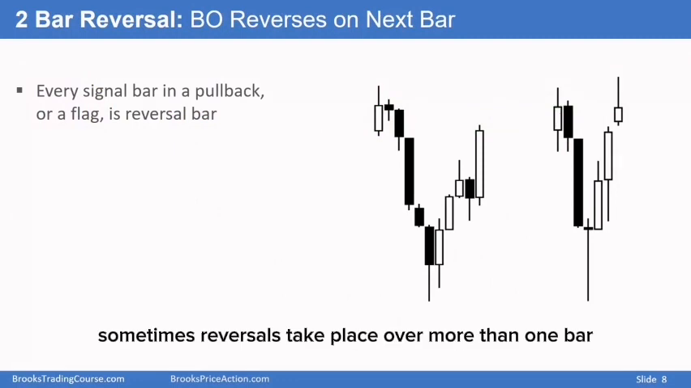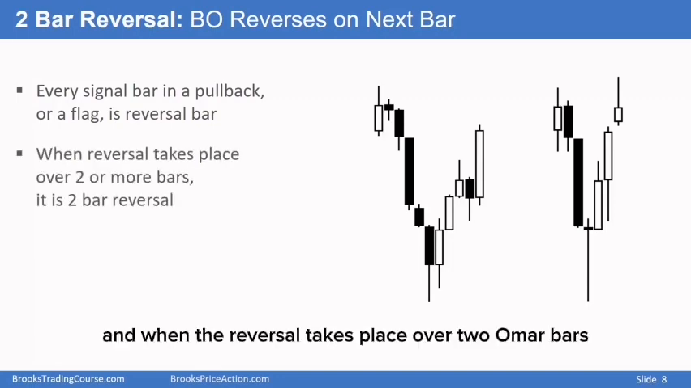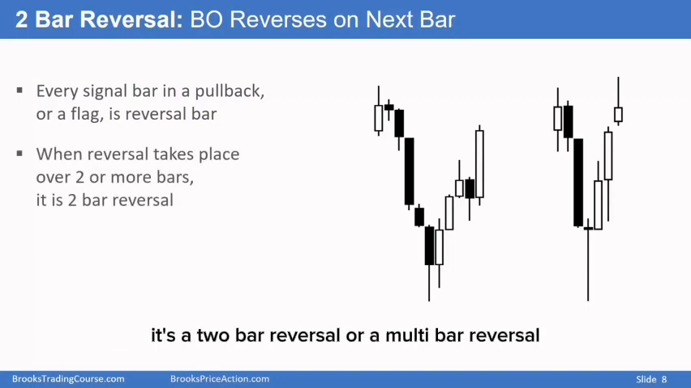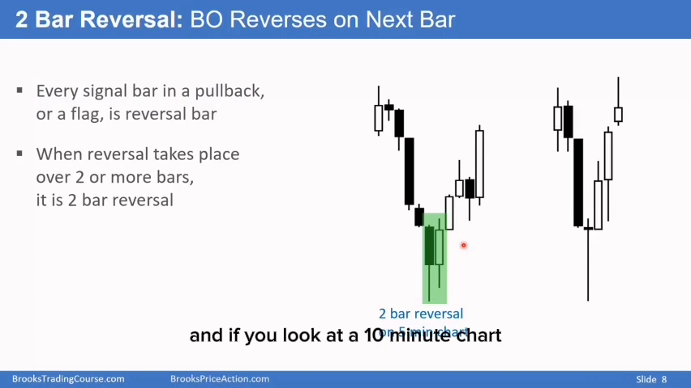Sometimes reversals take place over more than 1 bar. Every signal bar in a pullback or in a flag is a reversal bar. And when the reversal takes place over 2 or more bars, it's a 2-bar reversal or a multi-bar reversal. So look at this. We sold off, we reversed up. Let's say this is the 5-minute chart. We sold off, reversed up. We reversed over the course of 2 bars. It's a 2-bar reversal.